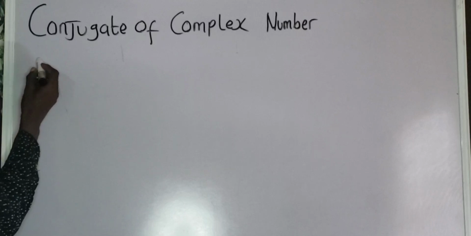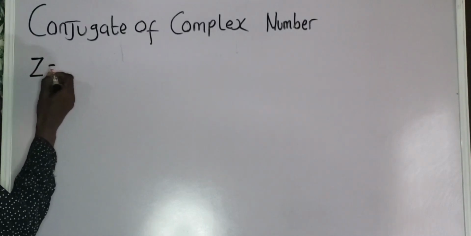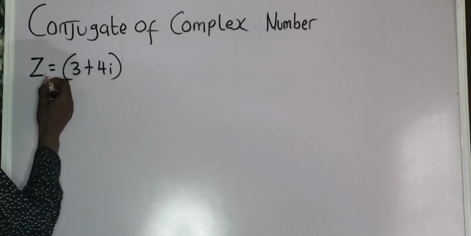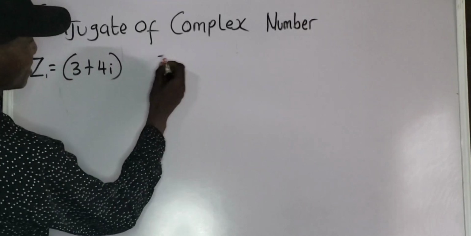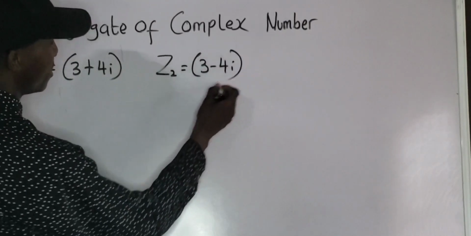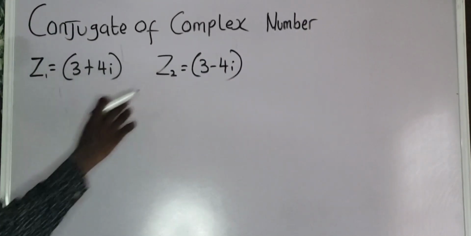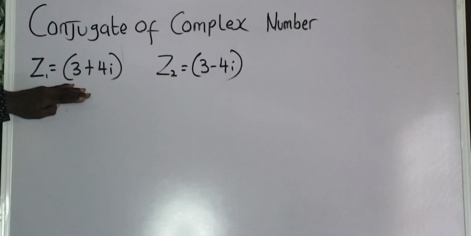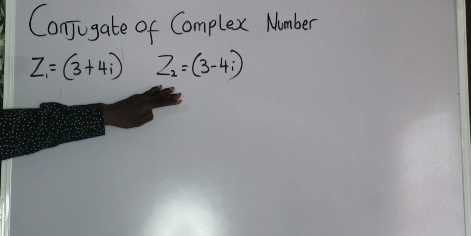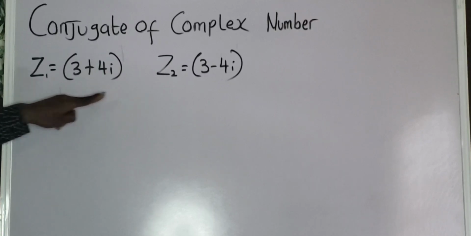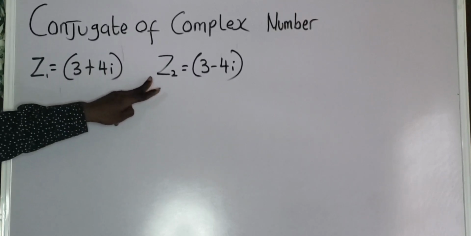Look at this. Let's assume that we are given these complex numbers. Z1 is equal to 3 plus 4i, and Z2 is equal to 3 minus 4i. These pairs of complex numbers are conjugate complex numbers, because Z1 is the same as Z2 except for the sign in the middle. So when we have this type of complex number, these are what we call conjugate complex numbers.